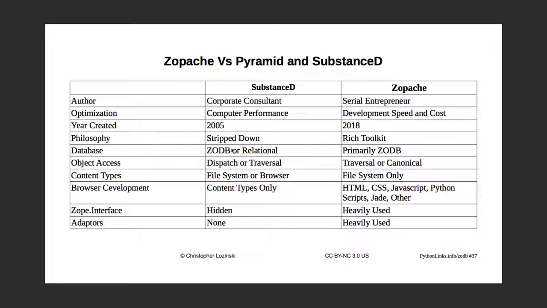Content types, these are raging debates. If you read the history of the name Substance D, they're building content types through the web, and a lot of the file system developers just think it's a nutty idea, and some of the web developers too. So it's a very controversial issue. I'm not going to wade into that.